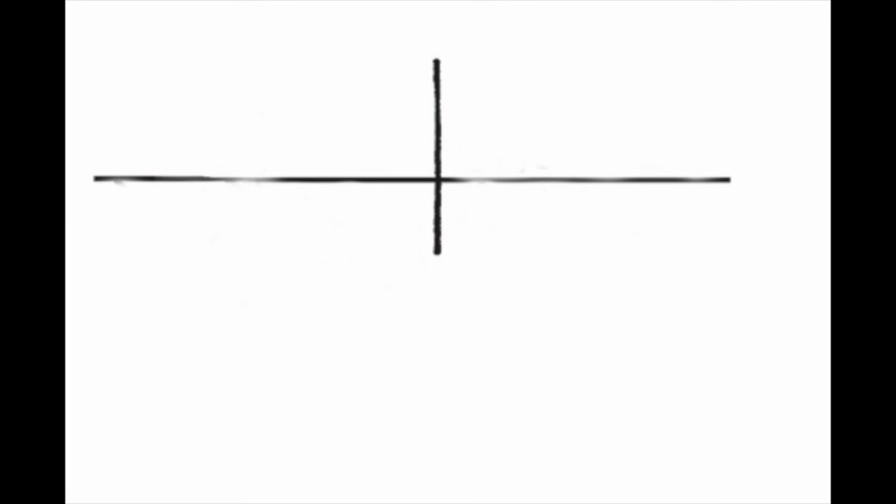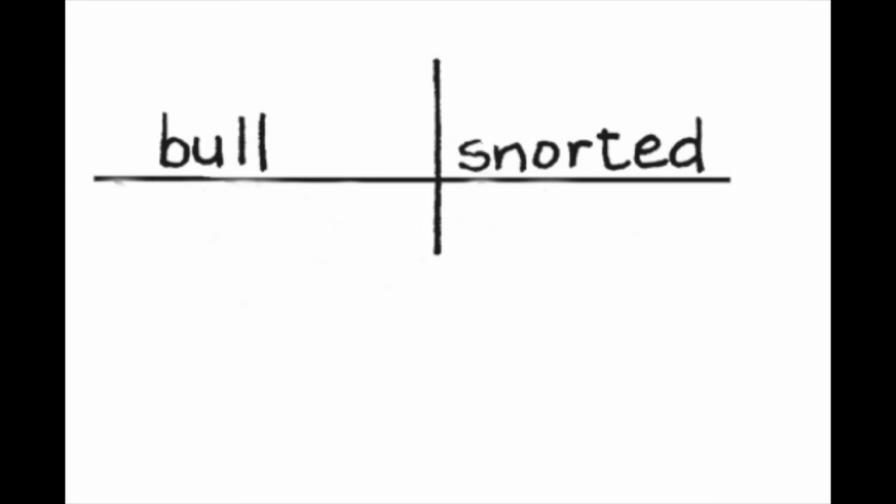The next sentence is a little bit harder. The furious bull snorted menacingly. Once again, draw your horizontal and vertical lines. Now let's fill in the blanks. The simple subject is the noun, bull, and the simple predicate is just one action verb, snorted. But we have some modifiers to add this time.